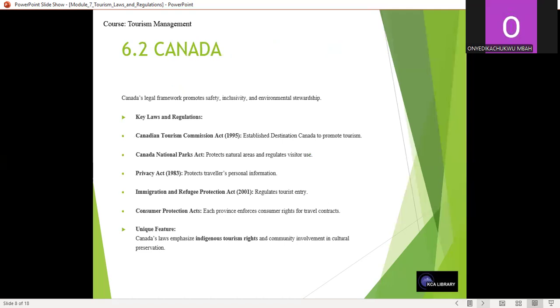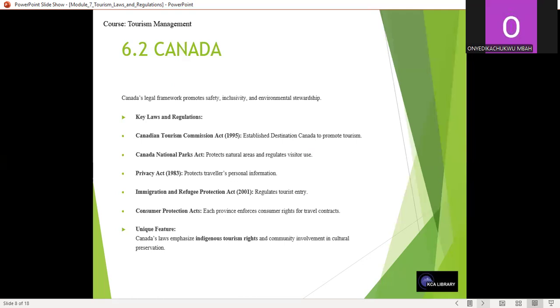So next one here, we have Canada. Canada's legal framework promotes safety, inclusivity, and environmental stewardship. So these are the key laws and regulations. Canadian Tourism Commission Act 1995, Canada National Park Act, Private Act of 1983, Immigration and Refugee Protection Act of 2001, and the Consumer Protection Act.